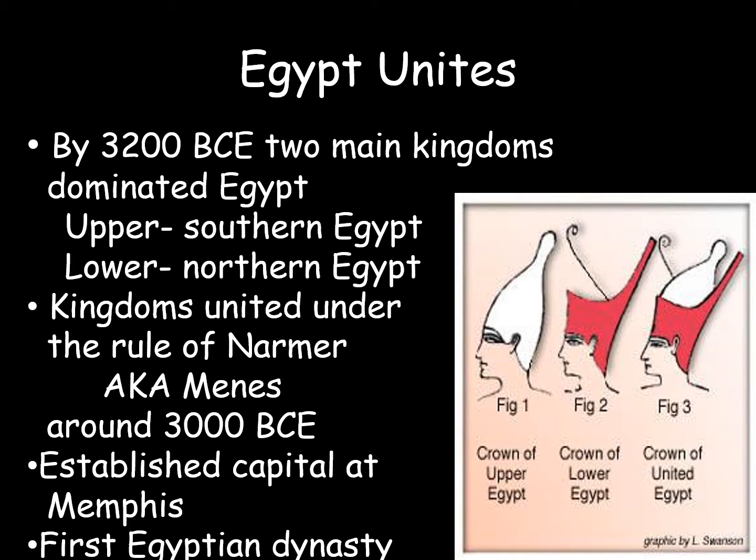If you look at the right, you'll see that the crown of Upper Egypt is the first one on the left. It looks like a bowling pin. The crown of Lower Egypt looks like a chair. So the United Egypt is the bowling pin in the chair. That's what they decided on.